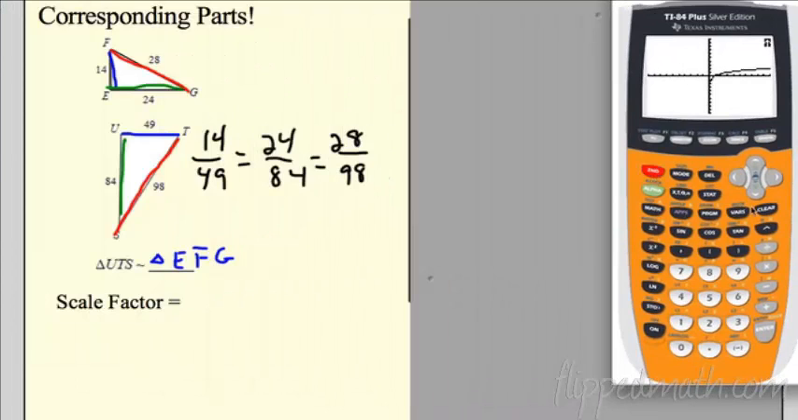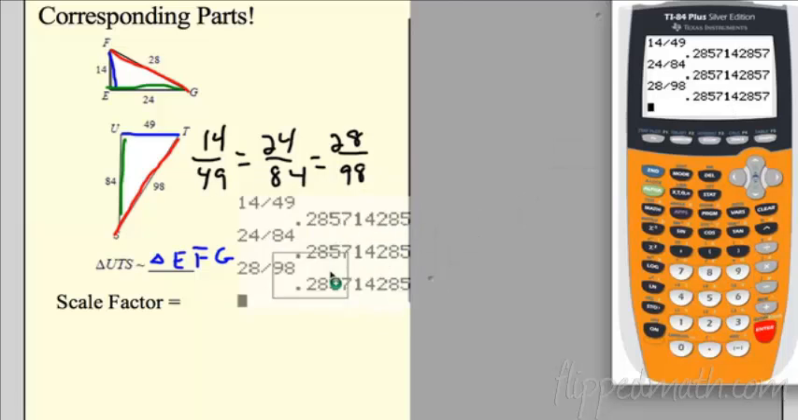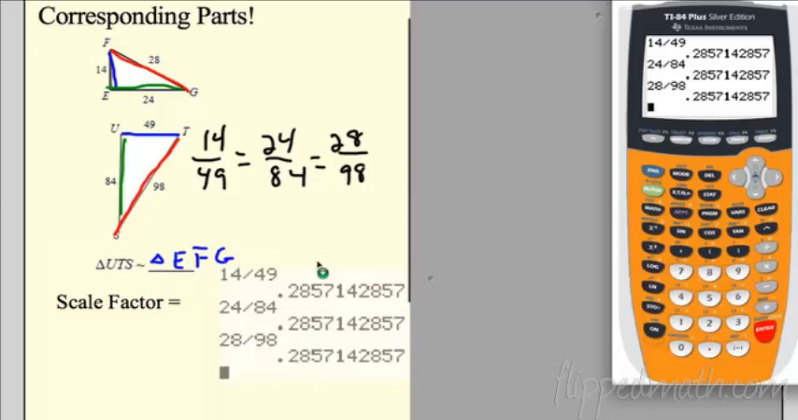So let's clear all that stuff out. Let's try it. Is 14 divided by 49 equal to, there's my ratio, 0.2857. Crazy. Is that equal to 24 divided by 84? I hope so. Check that out. Pretty cool, huh? Same number. And how about 28 divided by 98? Yes, bring that in there. I like that. So that is the scale factor.